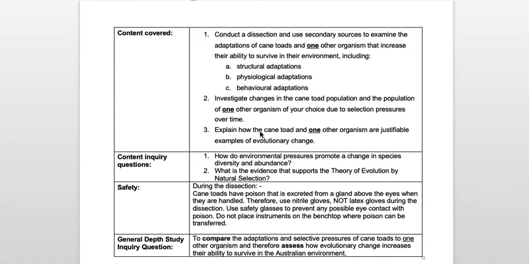This is just a very quick video to hopefully get you started doing some more research on your depth study. So this is the second page of your book for your depth study. Now, the hypothesis, really, is a specific aim that is going to come from this general depth study inquiry question.